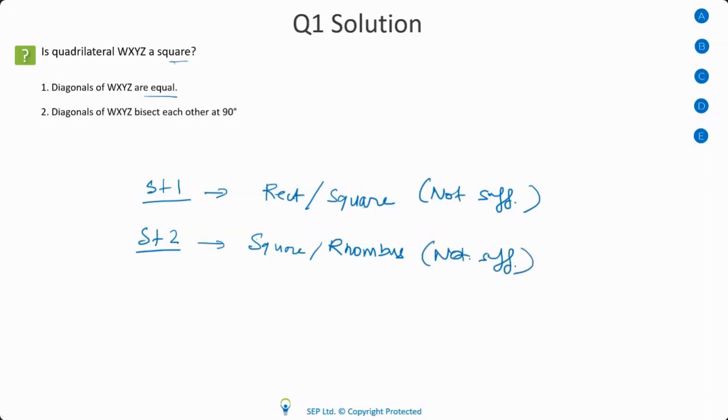Now, if the diagonals are equal and the diagonals bisect each other at 90 degrees, the only common possibility out here, which I can see, is a square. From statement 1 and statement 2, I can see the only common is square. I can get my answer by combining both these statements. So I'll say my answer is option C.